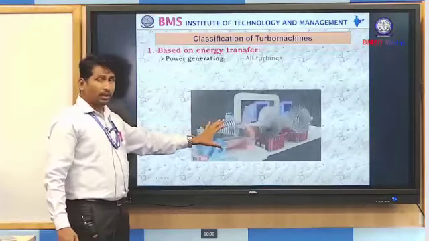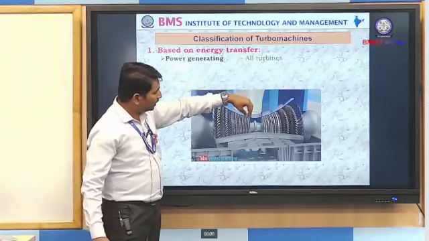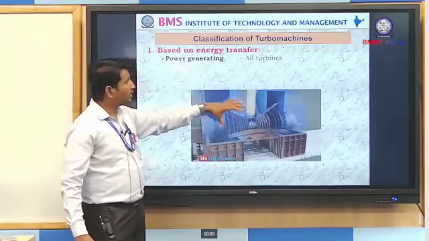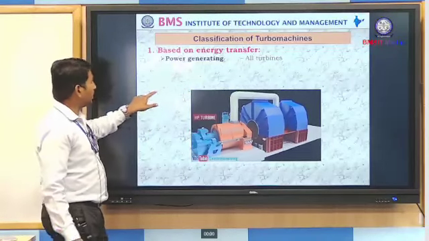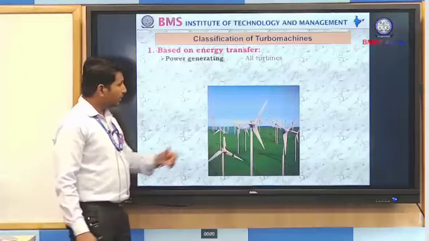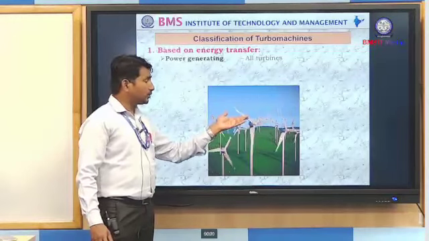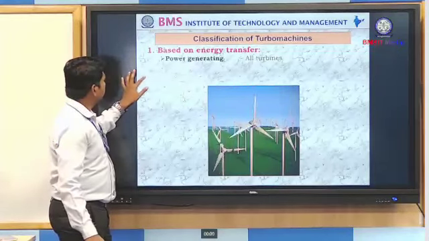Next is the steam turbine, where steam is used as the working fluid. Because of the steam, the turbine starts rotating, and power is generated. So this is also categorized as a power generating turbo machine. Next is the windmill, where the air flows over the blade and the blade starts rotating, and energy generates. So it comes under power generating turbo machines.